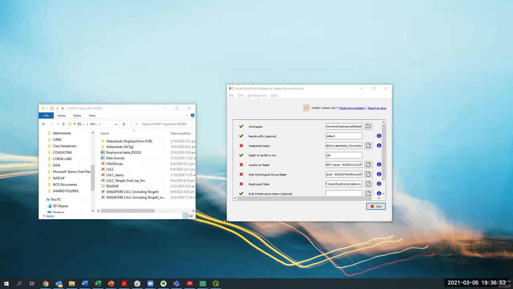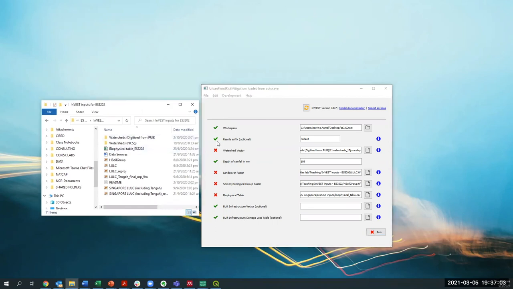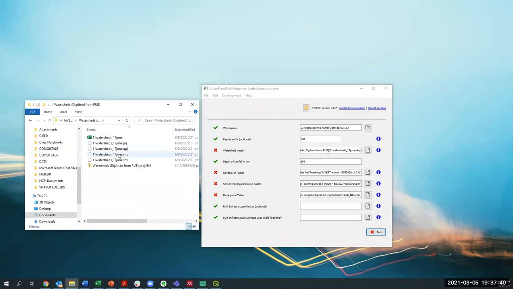All right, so this is what the user interface looks like. So these are all the inputs for the model that we explained earlier. And essentially running the InVEST model means entering all these data, pre-processed by the user, and then running the model. So the first is the workspace, and that's essentially anything that the user decides for where you want to write the outputs. Same thing for the results suffix, the name of the results, so we can call it test today. Watershed vector, so this is the watershed that is needed, or sub-watersheds.